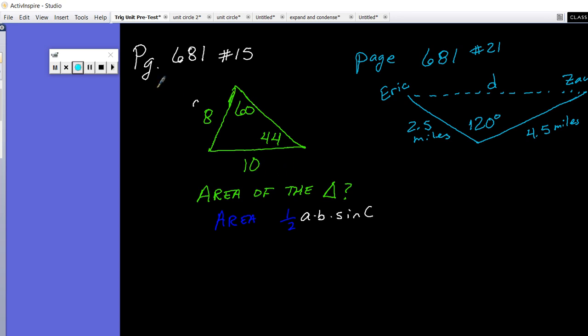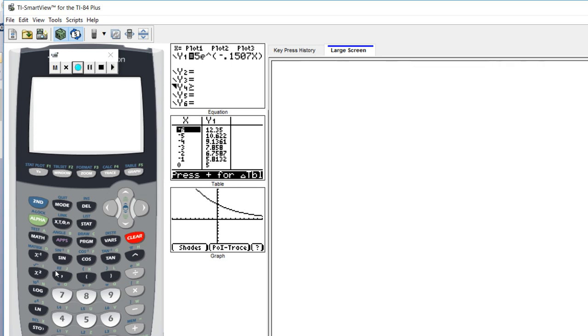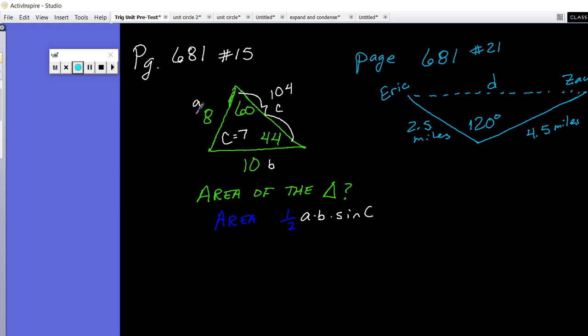So if I call this A and this B and this C, this would be angle C. Right now I don't know angle C, but I do know a triangle has 180 degrees, and if I add those two angles together, 60 plus 40 plus the 4 right there is 104. A triangle has 180, so 180 minus 104 is 76. So angle C equals 76 degrees.